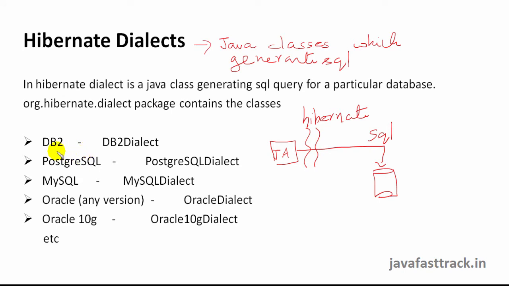For different databases, we have different dialects. For DB2, we have DB2 dialect. For Postgres, we have Postgres SQL dialect. Right now, I'm using MySQL database. For that, I'll be using MySQL dialect. We have database version specific dialects also. Like for Oracle 10G, we have 10G dialect. For Oracle 11G, we have 11G dialect.